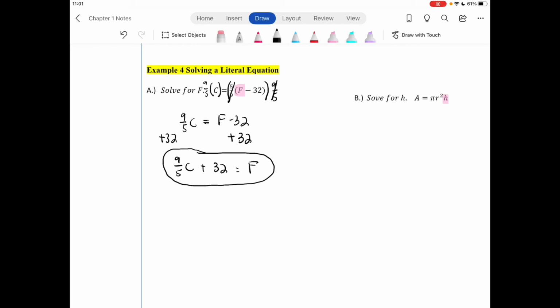The opposite of multiplication is division. And even though we're multiplying by more than one thing, we can just divide by more than one thing. So we're going to divide by pi r squared, and we do that to both sides. So it cancels out here on the right, and we're left with it on the left. So h is now equal to the area divided by pi r squared. And here's our new equation.